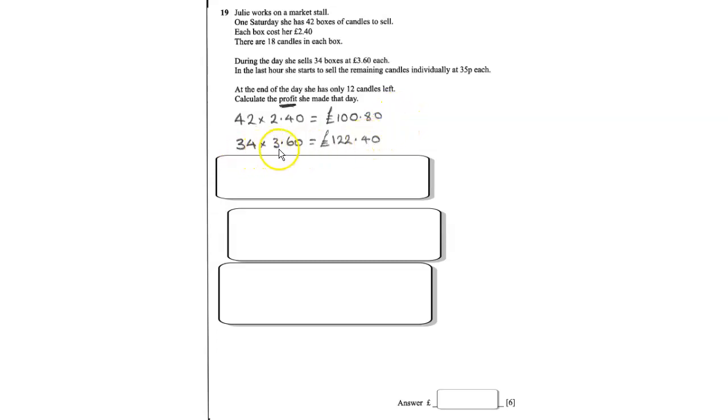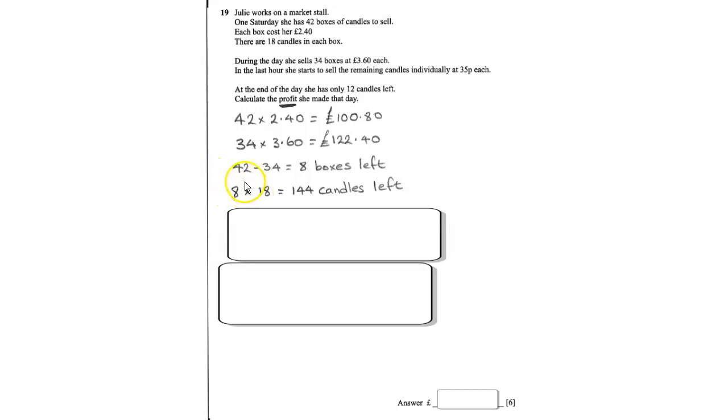Next we did £3.60 times 34, which is £122.40. It says during the day she sells 34 boxes at £3.60. So how much she sold and how much she got back from that was £122.40. This next section was 42 take away 34. So she got 42 boxes, she sold 34, and so she's got 8 boxes left to sell.